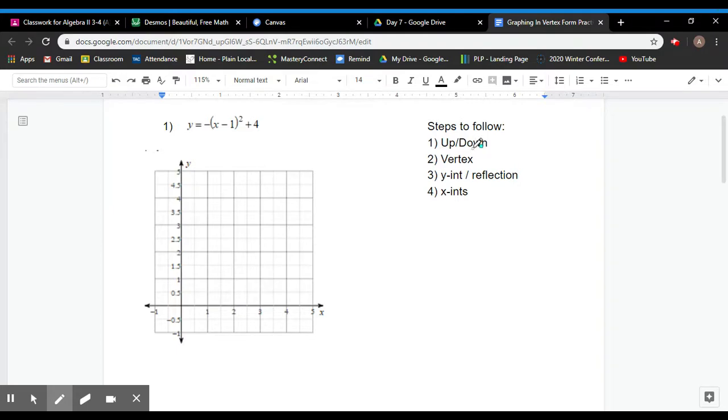Is it up or down? What's the vertex? What's the y-intercept and its reflection point? And then what are the x-intercepts? You do these 4 steps, you're going to have a graph, okay? So let's start at the top.